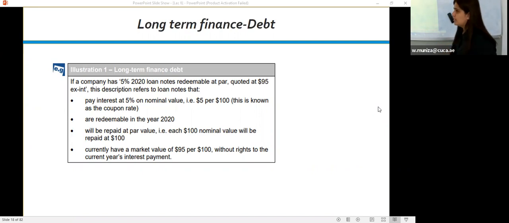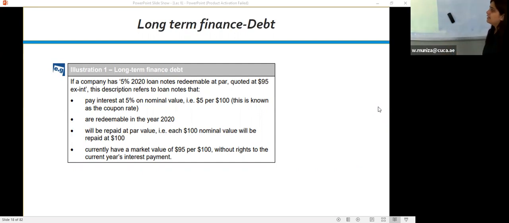Students, what is coupon rate? Interest rate. Coupon rate means interest. With interest, yes. That is going to be the nominal value. And that is cum interest, with the value of the interest. Without the value of the interest, it's ex interest.